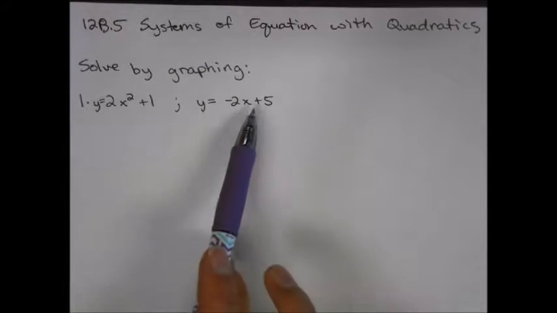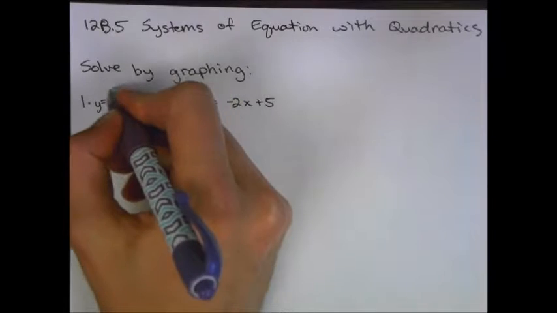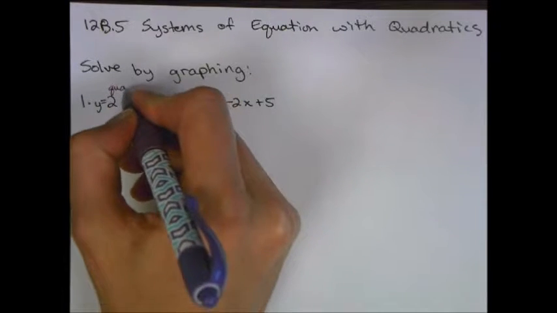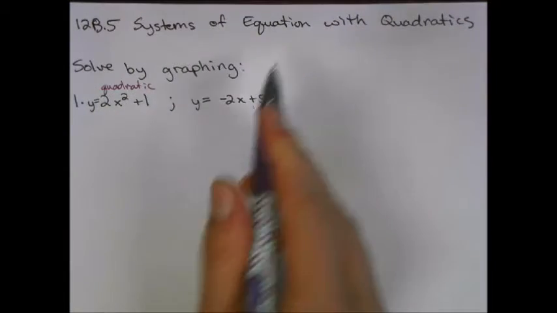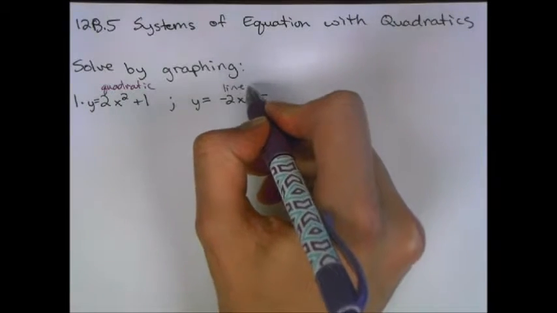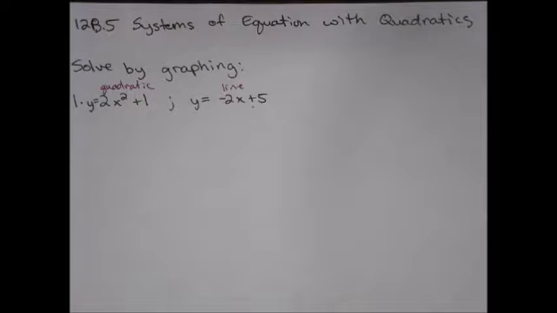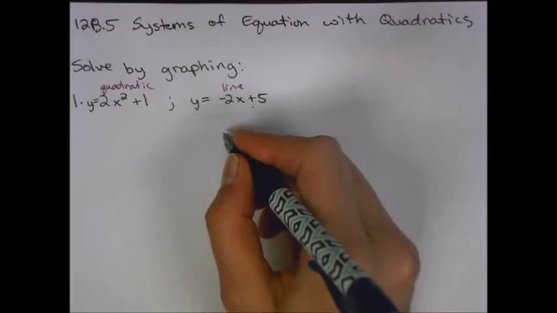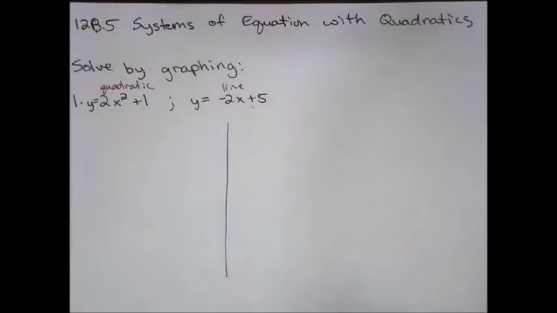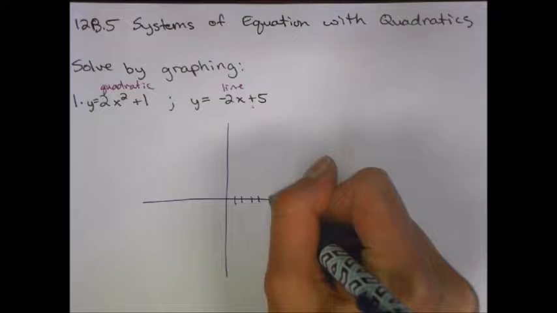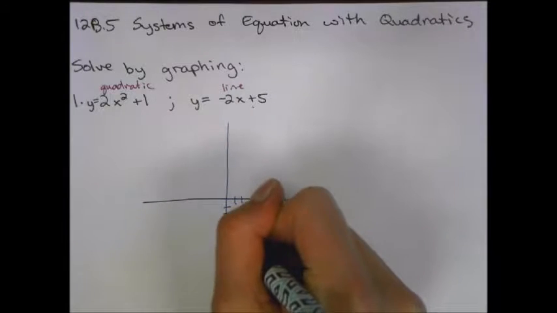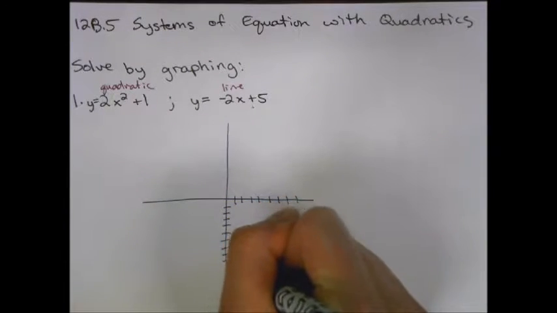I have two equations. Note this is squared, so this is a quadratic. And this is in the form mx plus b, so this is a line. Let's make our xy plane. And I'm just going to count 10 in all directions.